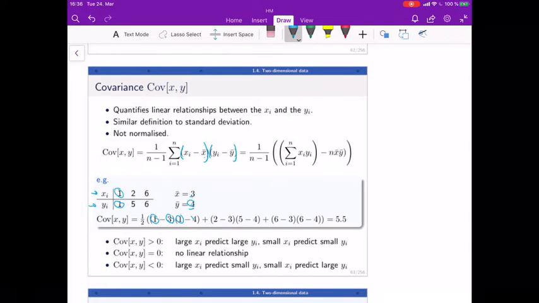And indeed, a positive number says large x predict large y, and small x predicts small y. So this is a positive covariance. If we have 0 covariance, there's no linear relationship, and negative means large x's predict small y's, and so on.